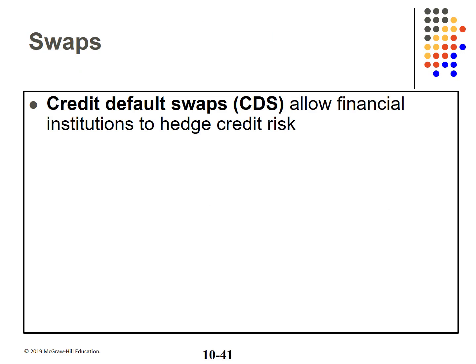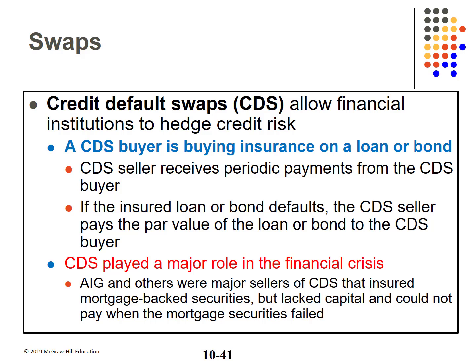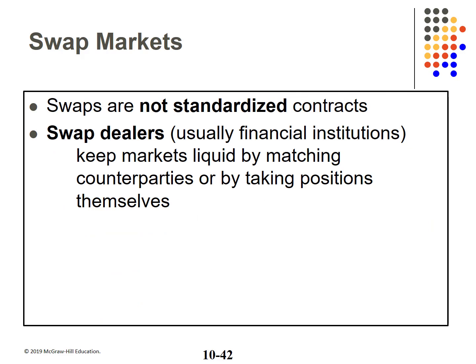Credit default swaps. These are designed to allow financial institutions to hedge credit risk. A CDS buyer is buying insurance on a loan or bond. The CDS seller receives periodic payments from the buyer. If the bond defaults, the seller pays the par value to the buyer. Credit default swaps gained a lot of attention during the financial crisis. Some of the major sellers of CDSs that insured mortgage-backed securities did not have the capital to pay up when they defaulted. Swaps are not standardized.